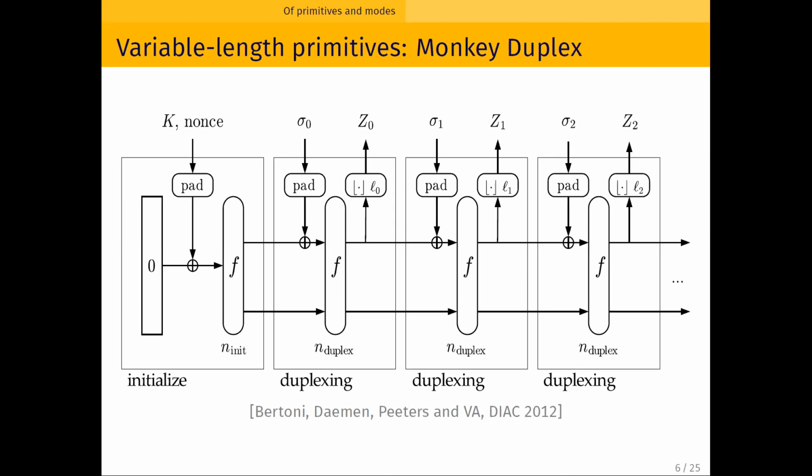Another example is the monkey duplex construction. A variant of it is used by Ascon, for instance. It uses permutations, but as you can see, the numbers n_init and n_duplex below the Fs are the number of rounds. So the number of rounds are specified at this level. So cryptanalysis, again, has to be done at the level of the whole function and not at component level.